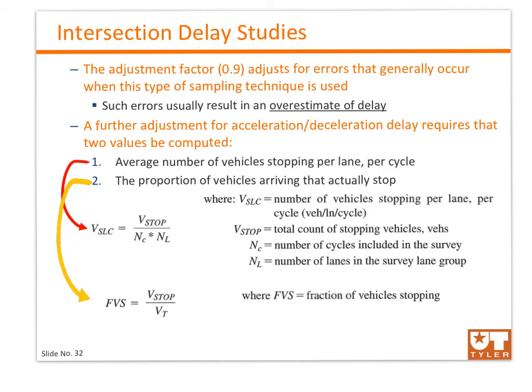So VSLC can be computed as this ratio: V stop, which is the total count of stopping vehicles, over NC, the number of cycles included in the survey, times NL, which is the number of lanes in the survey lane group. While FVS is V stop over VT. V stop, again, is what we measured previously, the total count of stopping vehicles, over VT, the total number of vehicles counted in the entire study.